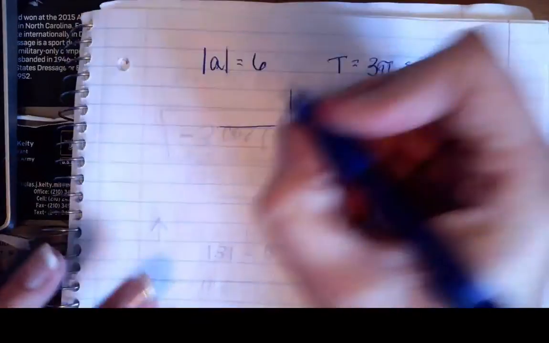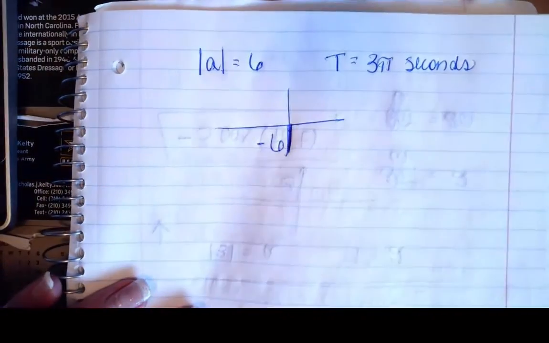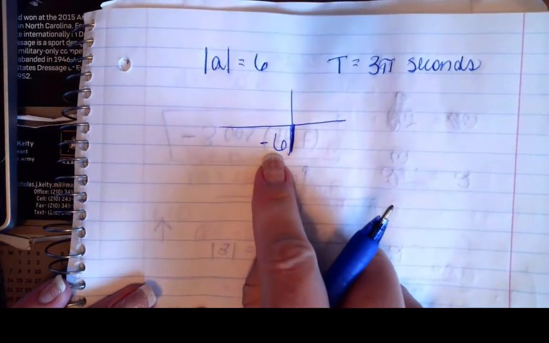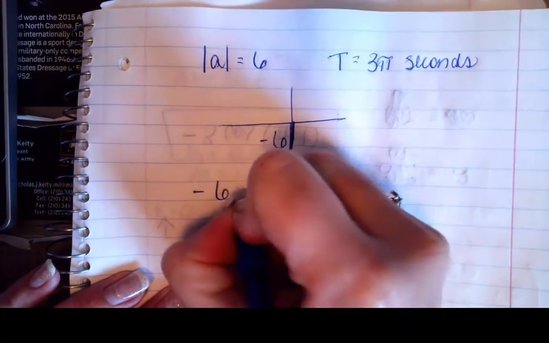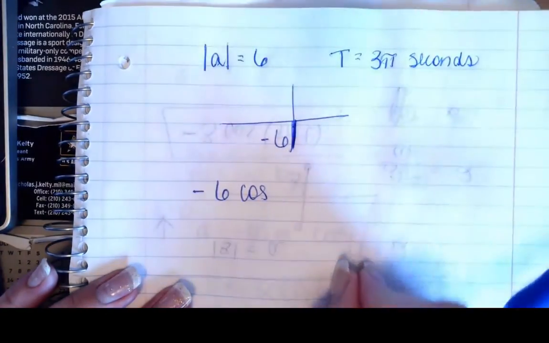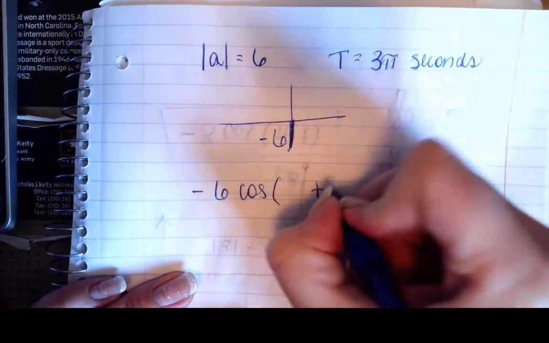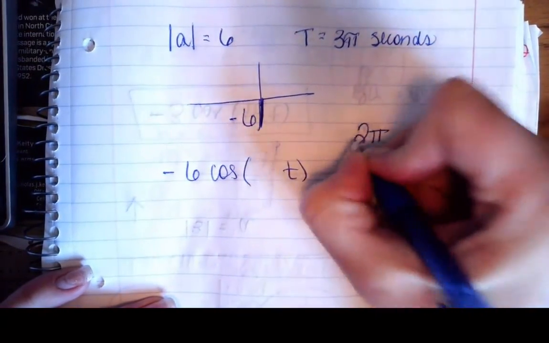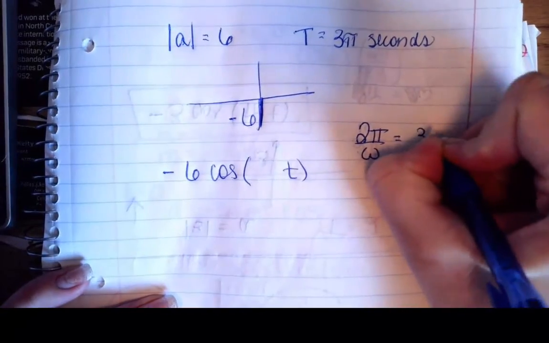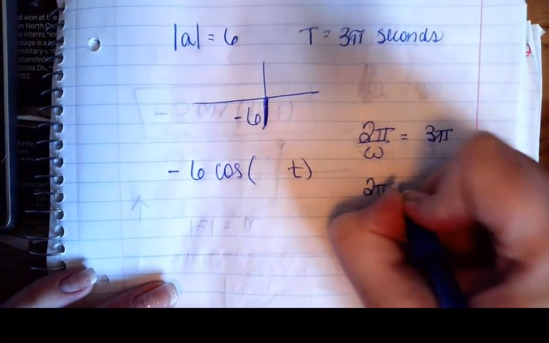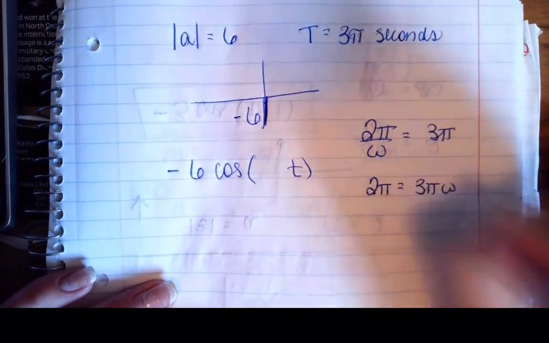So what do I know first of all? I know that this thing was pulled down. It was pulled down 6 units. So I know that I'm going to have a negative, which signifies downward movement. I know the amplitude is 6. I know I'm dealing with cosine because I'm not starting from rest. I'm starting from a pulled down position. And then I just need to figure out what omega is. So if the period is 3 pi, then 2 pi over omega should give me 3 pi. So I need to cross multiply. So 2 pi is 3 pi times omega.